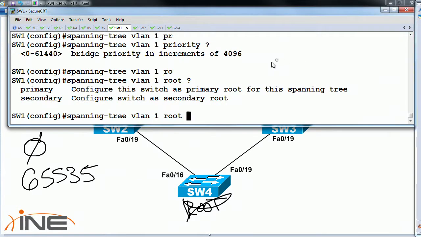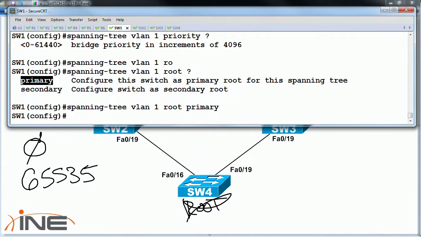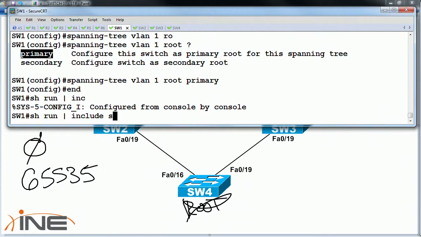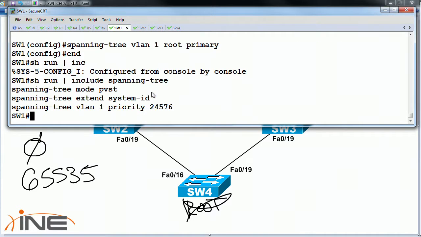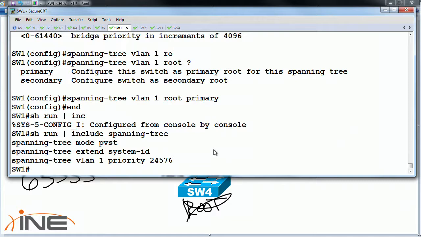If I were to say spanning tree VLAN 1 root, and I want to be the actual root bridge, not the backup or the secondary, when we look at the result of the show run, it ran the macro to figure out that a lower value than the current one is 24,576. Question? So it changes the priority value of that switch according to all the switches' priority? According to what the current root bridge was.